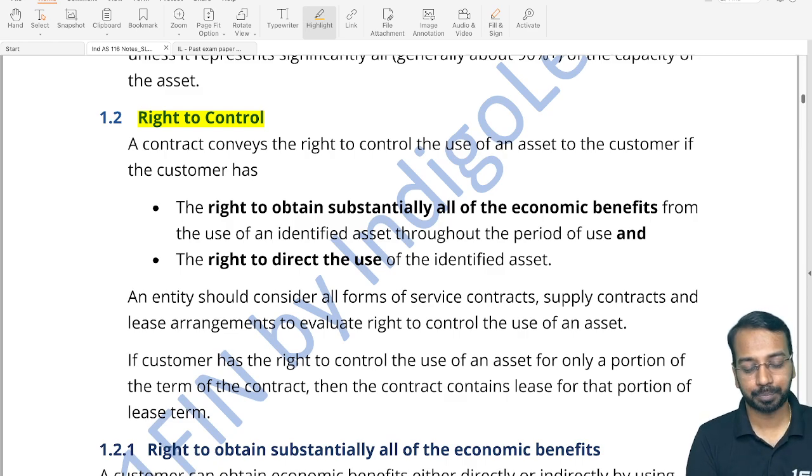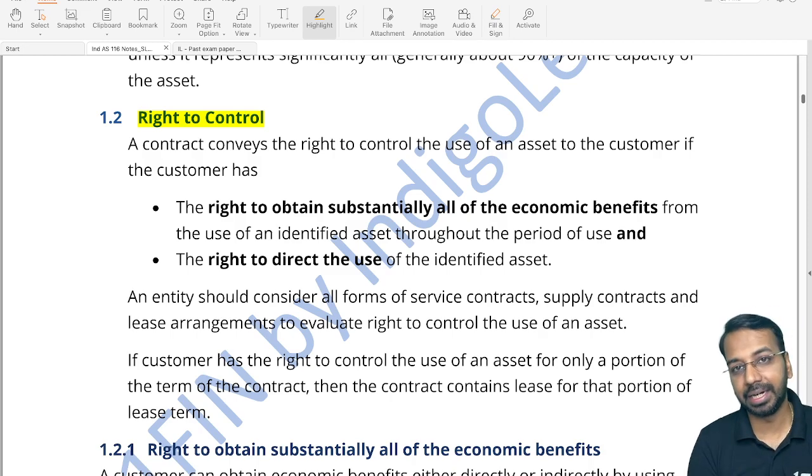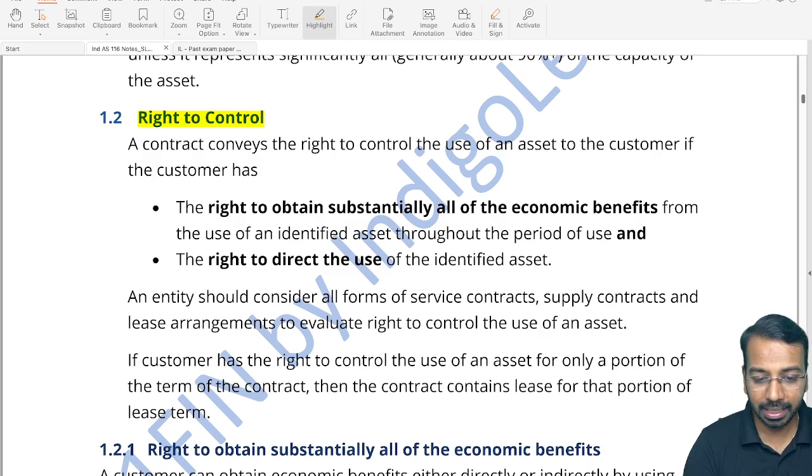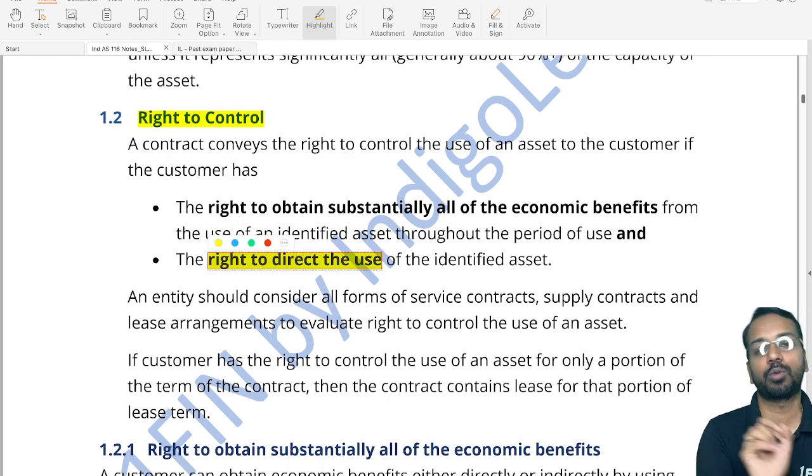Okay. Now, another important aspect is right to control the leased asset. What is this right to control? Whenever I say right to control, what I am trying to say is, if I am the customer, I have the right to direct the use of the identified asset. And see these important key terms. You should note it down somewhere, because if there is a theoretical question where you have to give an explanation, then these keywords are what will fetch you marks. Okay. So, right to direct the use.